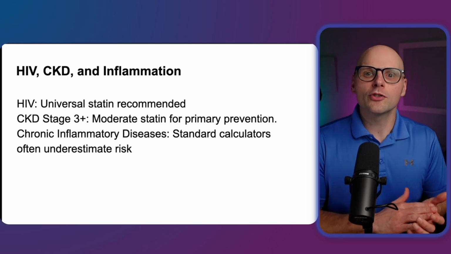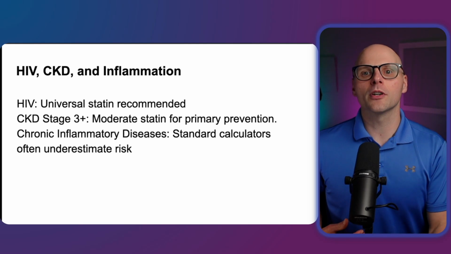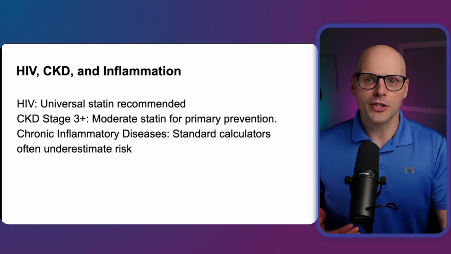And finally, for our patients with chronic inflammatory diseases like rheumatoid arthritis or lupus, we have to remember that standard risk calculators pretty much underestimate their risk, right? We need to treat them proactively because that is systemic inflammation and it can drive atherosclerosis, and you're going to have a risk-benefit discussion. Most likely they're going to treat that as a risk enhancing factor. Consider at least under 100, maybe under 70 for these patients.